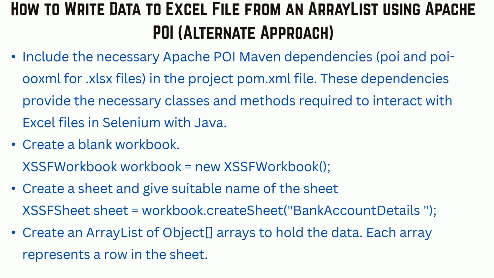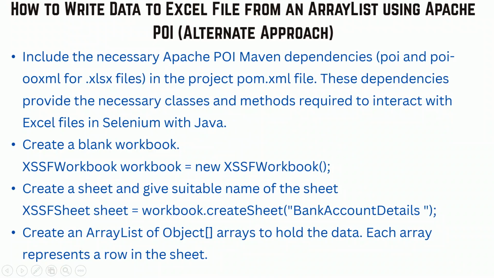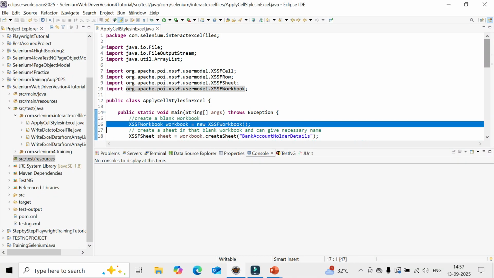Okay, so what is the step we are following? First we are adding the POI external dependency to the project, so that once it is added, we can call the relevant classes and methods required to interact with the Excel file in Selenium with Java. After that we are creating a blank workbook. So this is a blank workbook created.